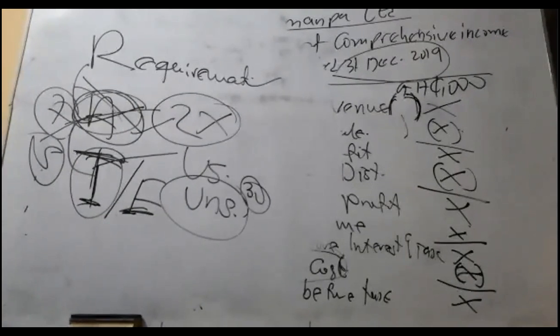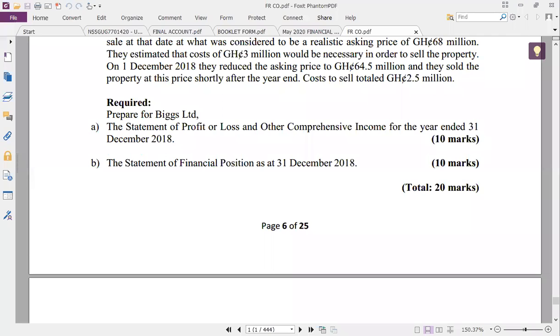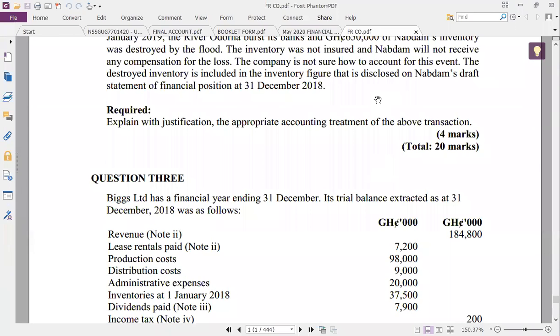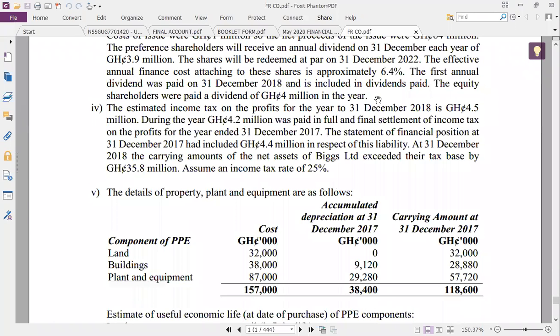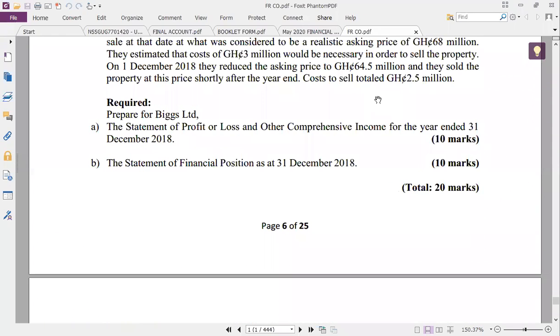So let's go and pick our first illustration. Now we are looking at the 2019 November past question. Good. As the requirement states, prepare for Biggs Limited the statement of profit or loss and other comprehensive income for the year ended 31st December 2018, and the statement of financial position as of 31st December 2018. 8 marks and 8 marks. Good. So that is it.